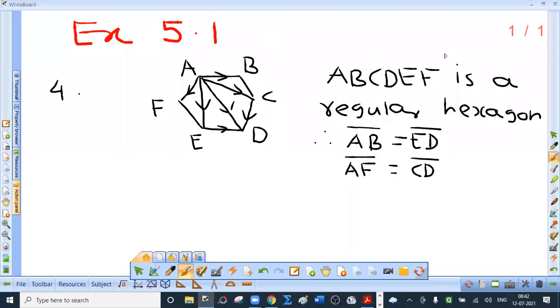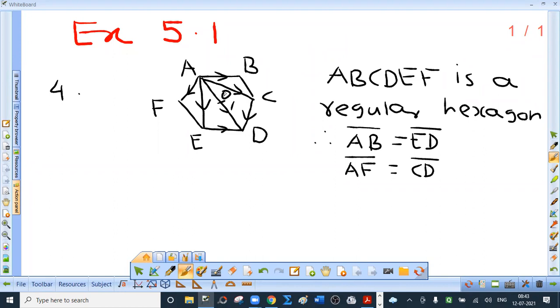Exercise 5.1, we are doing vectors. ABCDEF is a regular hexagon. Show that AB bar plus AC bar plus AD bar plus AE bar plus AF bar is 6AO bar. Okay, 6AO bar. So this is O.